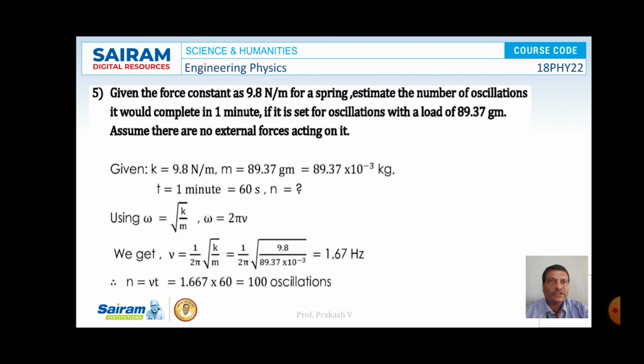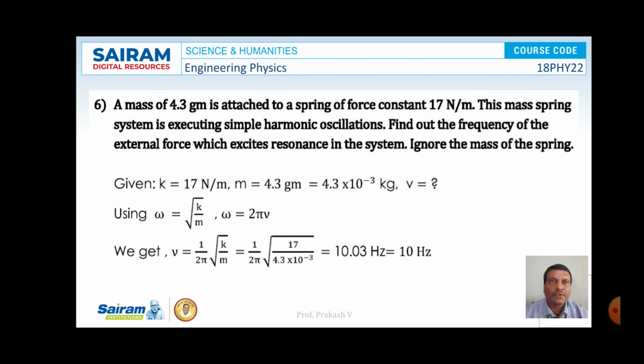Next, the sixth problem is, a mass of 4.3 gram is attached to a spring of force constant 17 Newton per meter. This mass spring system is executing simple harmonic oscillations. Find out the frequency of the external force which excites resonance in the system. Ignore the mass of the spring.